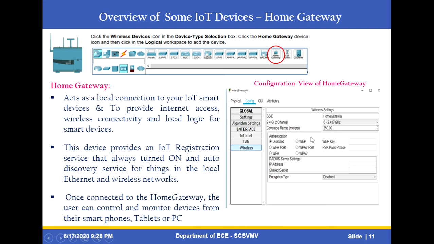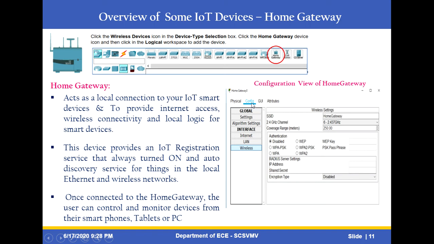Then this is a view of the configuration view of the home gateway. When you click on home gateway, you will get the dialog window here. Here also the four subtabs are there: physical, configuration, GUI, and attributes. The physical tab means the available models and powers are here. Once you click physical, the available models and powers are there.